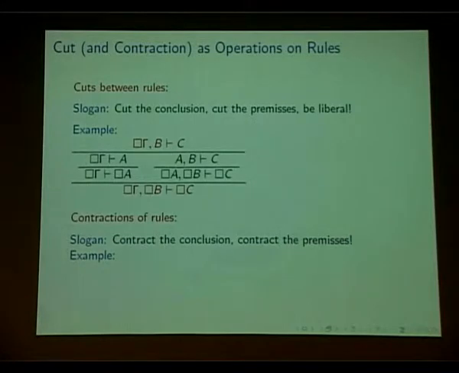Okay, so we can do the same thing or analogous thing for contraction. So we have a formula where we can contract the conclusions and the premises. Now we do this, we end up with a derivation rule, which is shown in red. Well, this is basically the same thing for contraction.